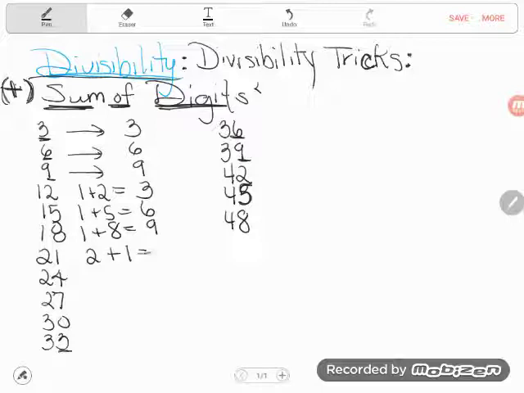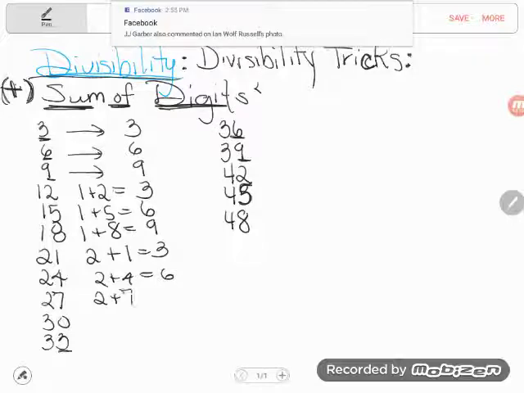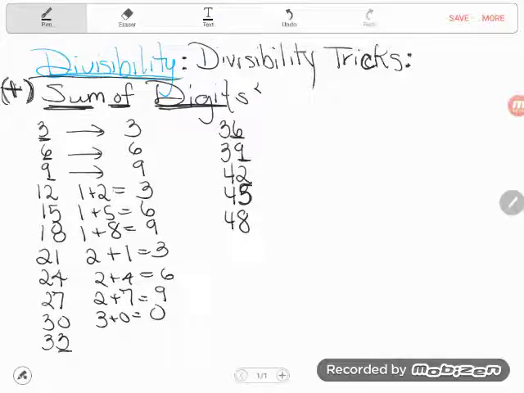What if we did 2 plus 1, 3? Or 2 plus 4, again 6. 2 plus 7 would again give us 9. Same thing with 3 plus 0. Oh, I just wrote 0 and it's not 0, y'all. You better watch me. 3 plus 3 would give us 6. And 3 plus 6 would give us 9.